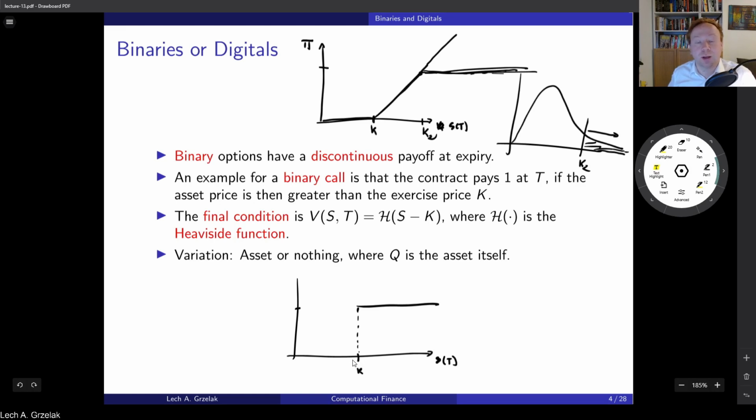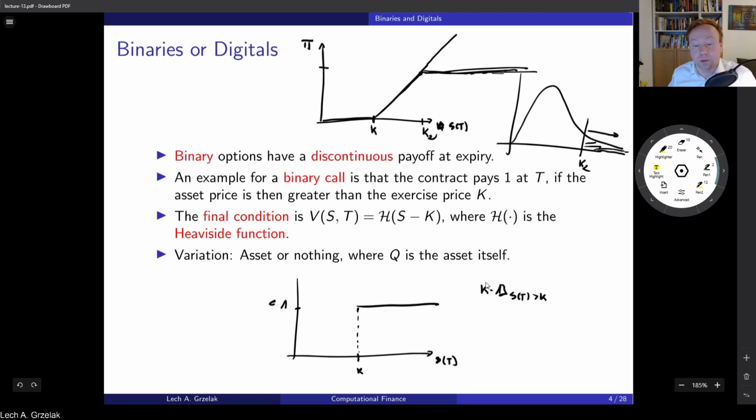If it's below strike, you get 0. If it's above strike, you get a certain amount, let's say €1. And this is defined here by this binary call, and its use can be described by the Heaviside function. Of course, you can also say it's an asset or nothing. So you can say you get K times the indicator, S at T is bigger than strike.